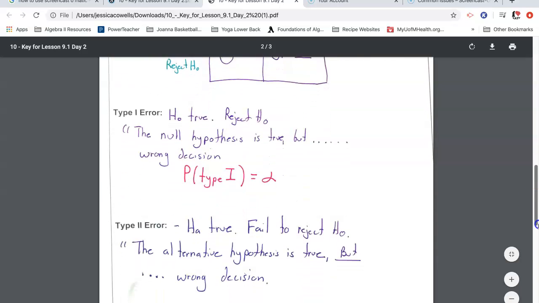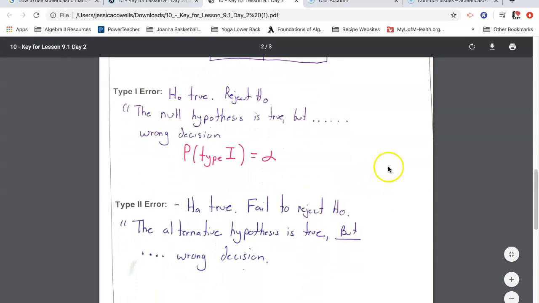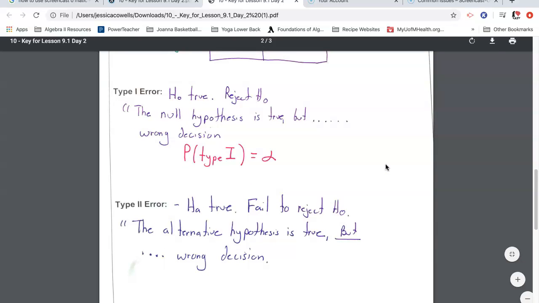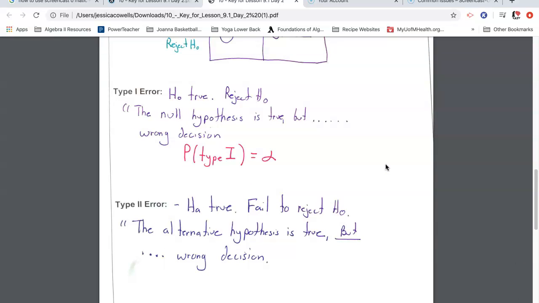So what's really important for this lesson is you have to understand what a type 1 error is and what a type 2 error is. You have to sit down and learn what they are and then be able to apply it in context.